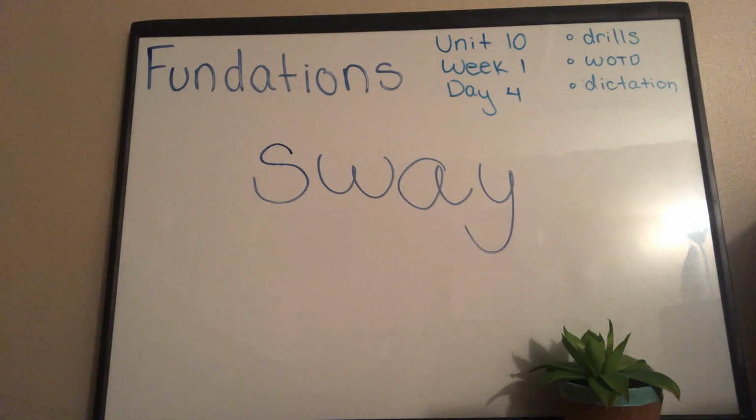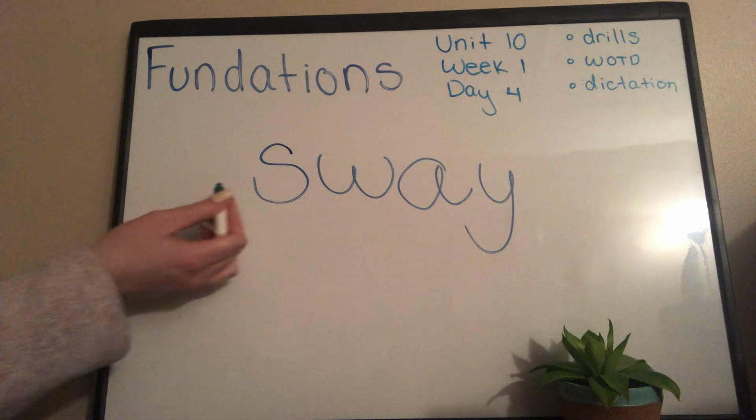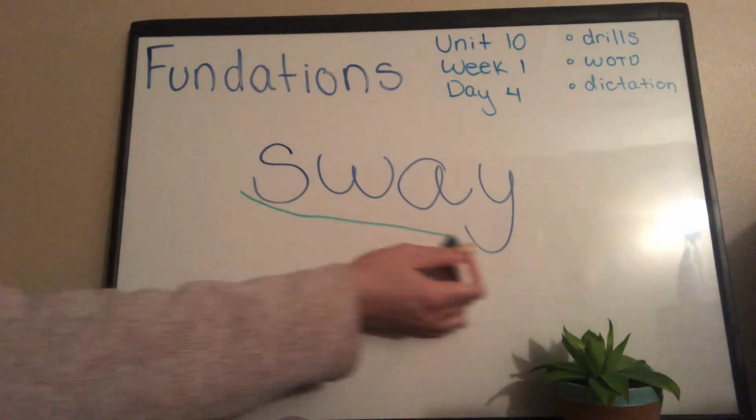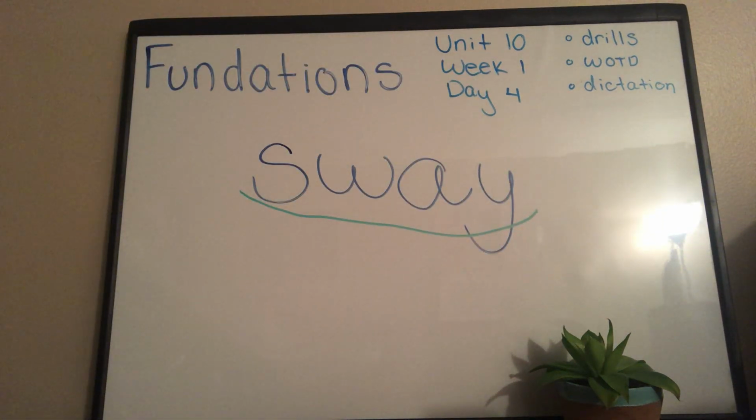Now we're going to mark it up. The first thing I'm going to do is look for syllables. How many syllables are in the word sway? We only have one syllable in the word sway, so I'm going to give us one big underline there.